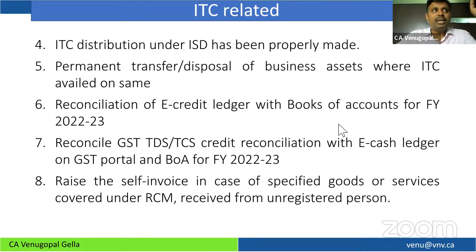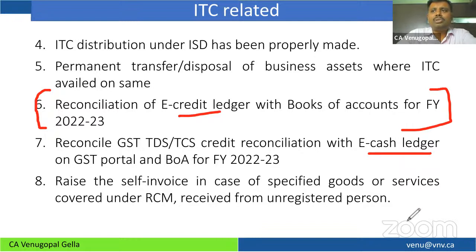Then if you have multiple head office and branch offices, you have to obtain an ISD registration, and you have to split the credits among all of them. If there is any disposal or transfer of the asset, the ITC can also be transferred by filing ITC-02. You need to find a way of reconciling books of accounts with the electronic credit ledger. I have sample accounting entries which will assist you in reconciling the electronic credit ledger, cash ledger, and liability ledger with the books. How you will reconcile, I have entries, I'll show you in a while.